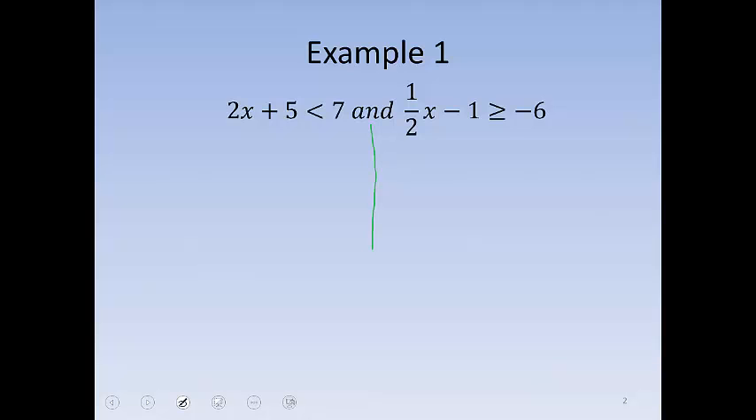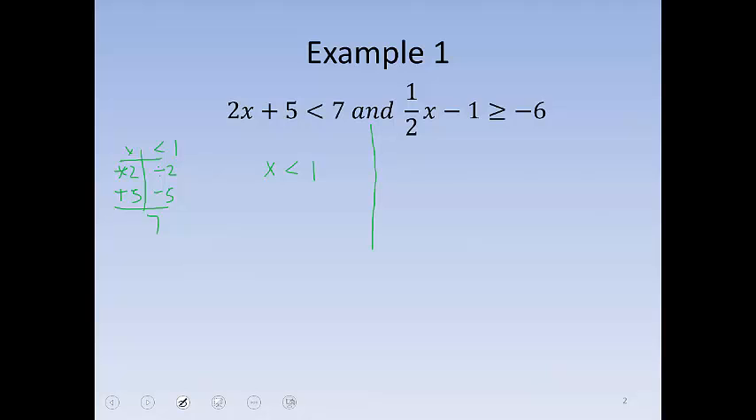Let's go ahead. I am going to use the inverse method here. So that means that I say what happened to x? X was multiplied by 2. We added 5. We got 7. We subtract 5 and we divide by 2, and x is less than 1. So this simplifies to x is less than 1.